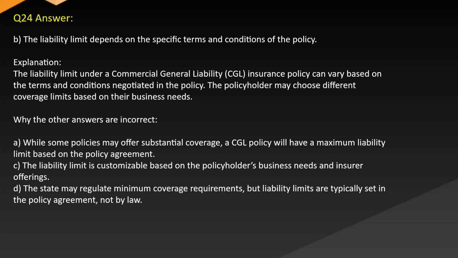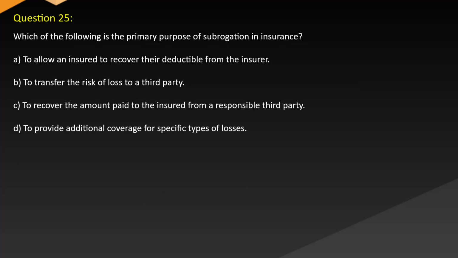C. The liability limit is customizable based on the policyholder's business needs and insurer offerings. D. The state may regulate minimum coverage requirements, but liability limits are typically set in the policy agreement, not by law. Question 25. Which of the following is the primary purpose of subrogation in insurance? A. To allow an insured to recover their deductible from the insurer. B. To transfer the risk of loss to a third party. C. To recover the amount paid to the insured from a responsible third party. D. To provide additional coverage for specific types of losses.